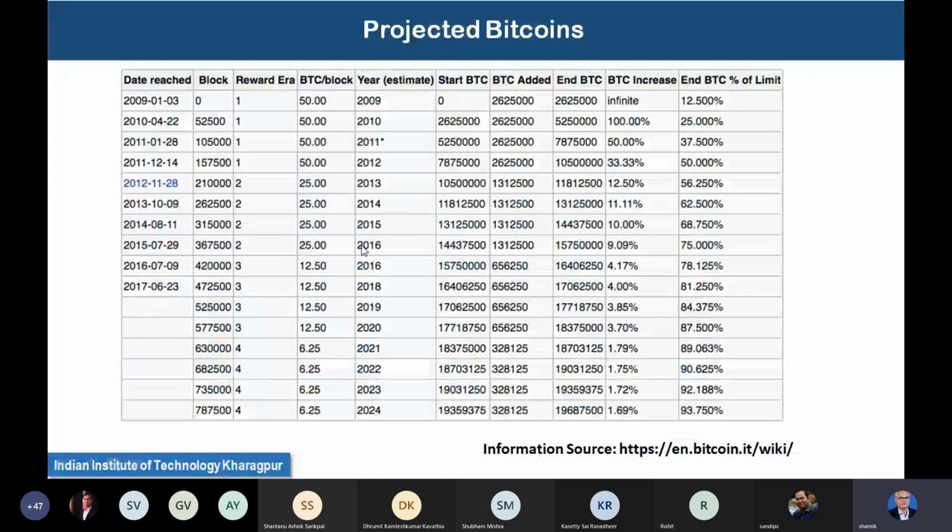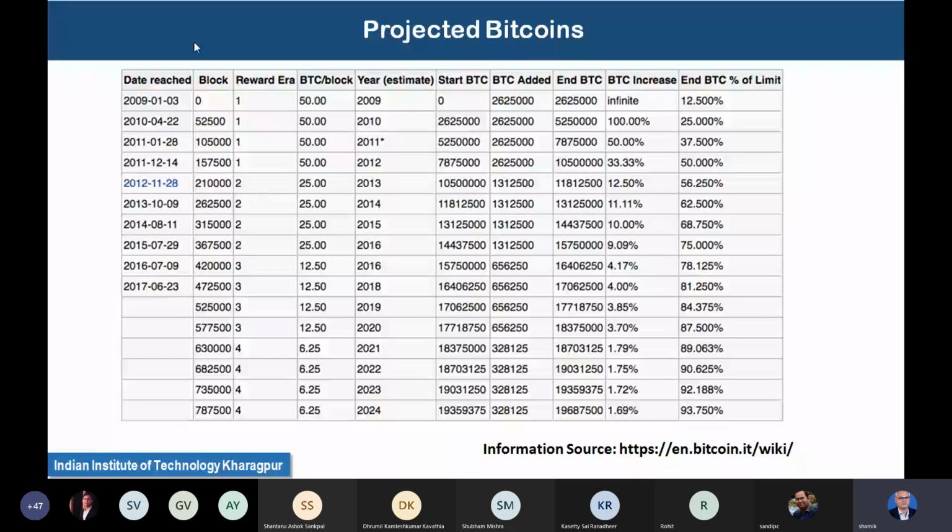So roughly, it was in block number 210,000, that is 21 and then 4 zeros, that this block reward came down from 50. The block reward, you see, from 50 it came to 25. So that also you can see.